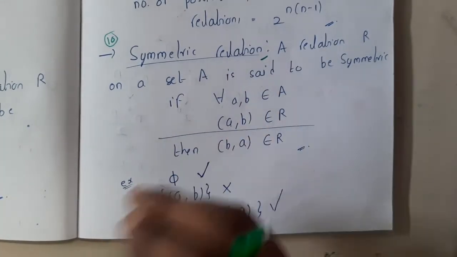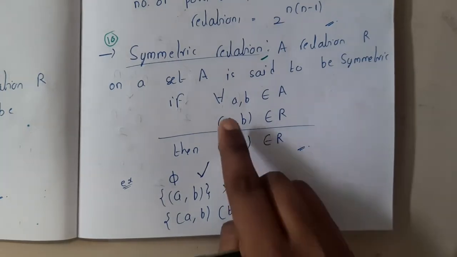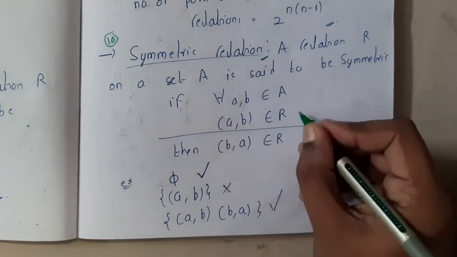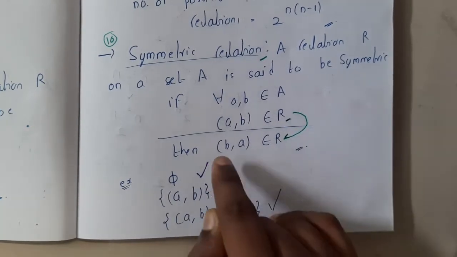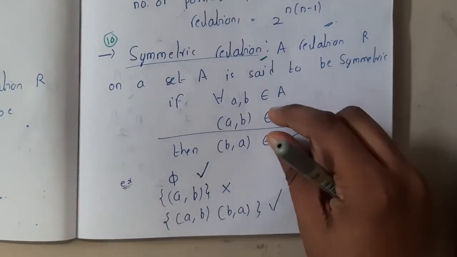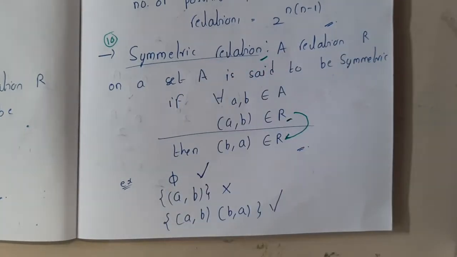Basically, in a relation, if a comma b belongs to the relation, then b comma a should also belong to the relation. If this kind of pairs are available, it is nothing but a symmetric relation. A few students got some basic idea. While solving examples, you will get more and more clarity.